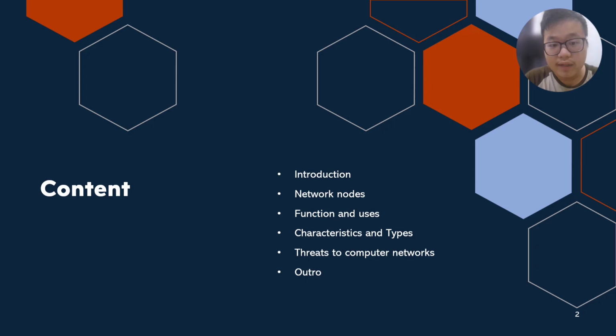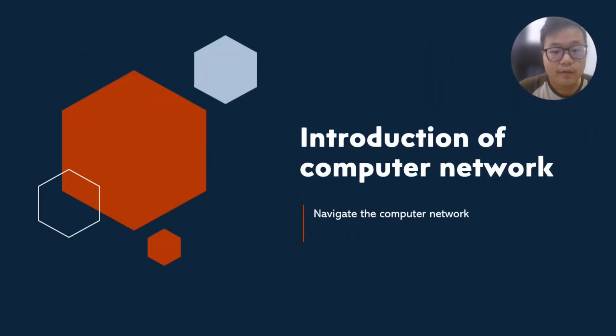So these are our contents. We'll talk about introduction, network nodes, function and users, characteristic and types, threats to computer network, and lastly, outro. The thing I'll share about is the introduction of computer network.